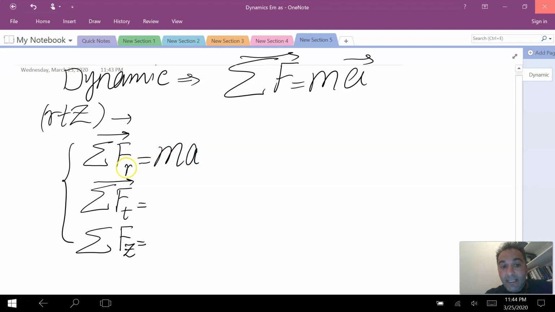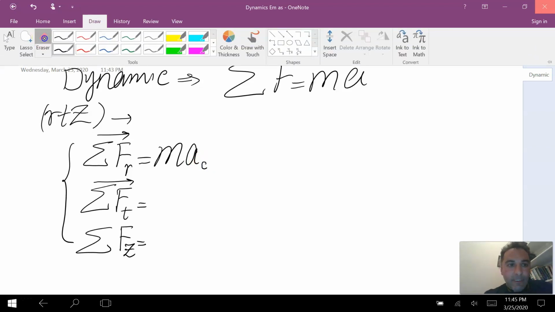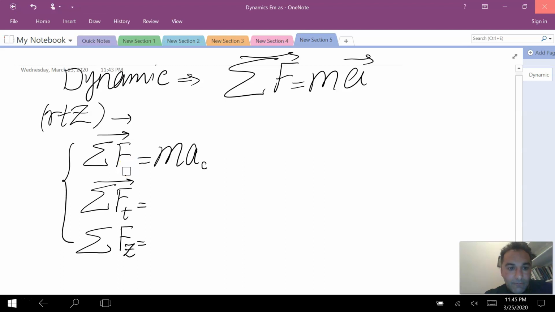As I said, this R is the same as centripetal force. So let me write it. Sigma F on R, or sigma FC, either works. So this will be C. Let me correct it to not confuse you. This will be the centripetal force or central axis. We don't say CTZ, but if you want, you can call it CTZ or RTZ. It doesn't matter.